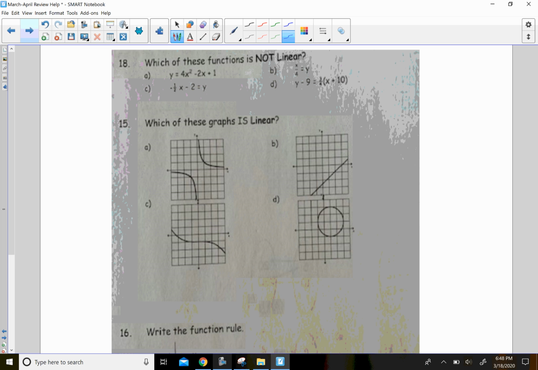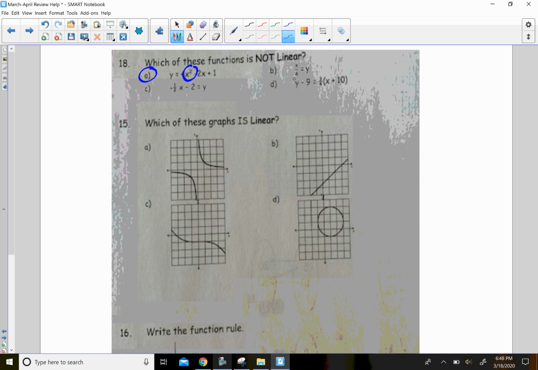So 18, which of these functions is not linear? So remember we talked about linear having exponents on variables that are either 0 or 1. And there is no variable in the denominator. So right away, I'm looking for something with an exponent other than 0 or 1. And right away, I'm drawn to choice A, right? X squared makes this one not linear.